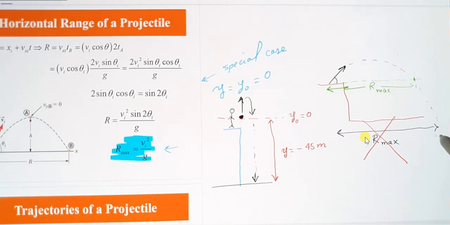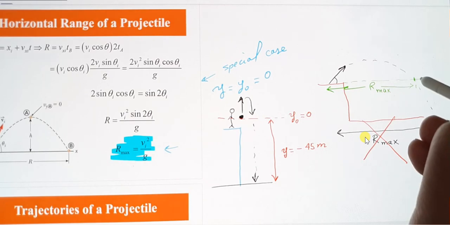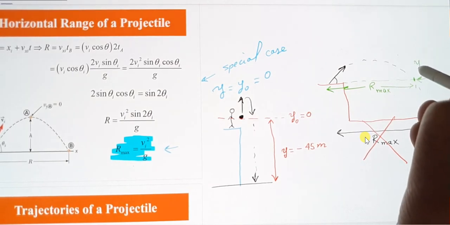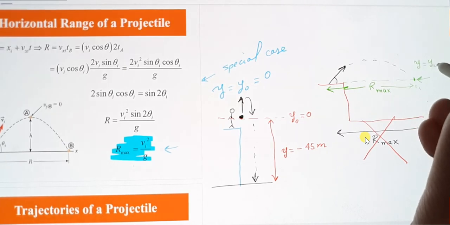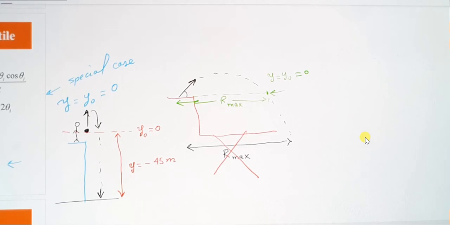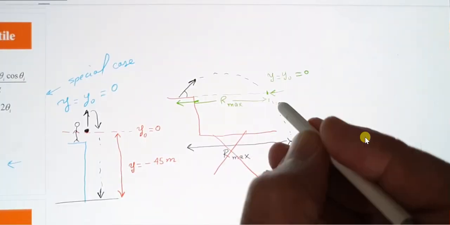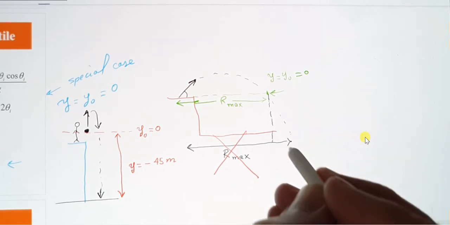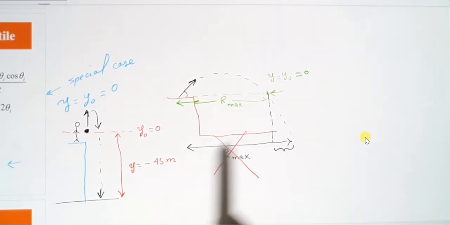It's not the total distance, because here we assume that y naught is equal to 0. So we assume that we can calculate until this point, which is y equal to y naught, and it's equal to 0. After that, this part you cannot calculate with this equation.